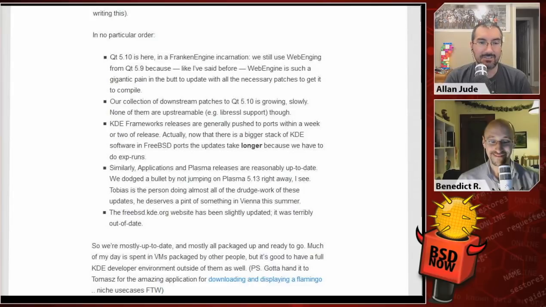Tobias is the person doing most of this work on these updates, and there's a pint of something this summer. And then the freebsd.kde.org website has also been updated since it was terribly out of date. That's also good. Nice. So yeah, we're mostly up to date and mostly all packaged up and ready to go. Most of my day is spent in VMs packaged by other people, but it's good to have a full KDE development environment outside of that as well.